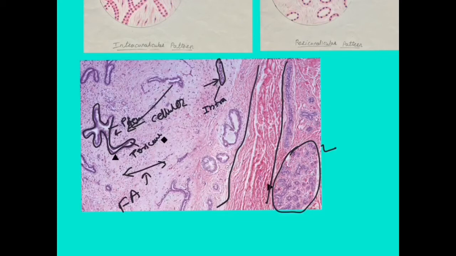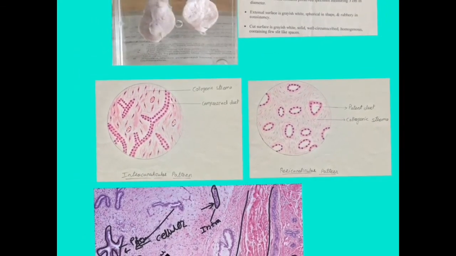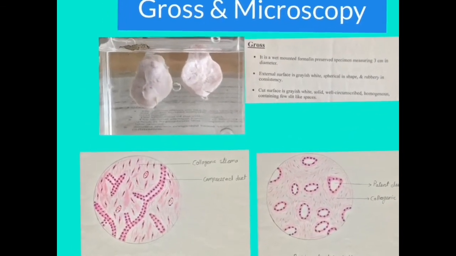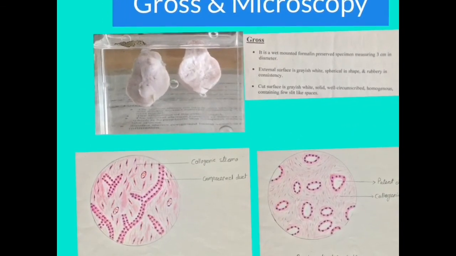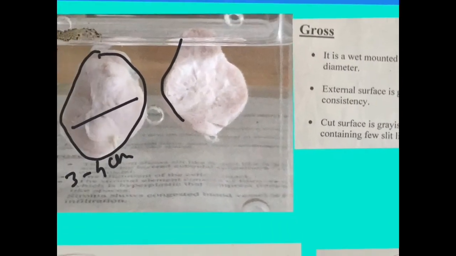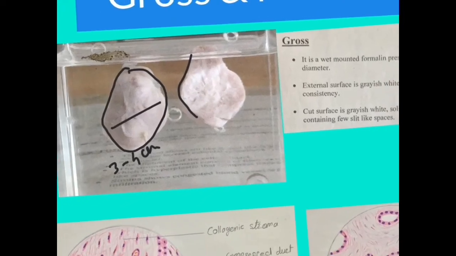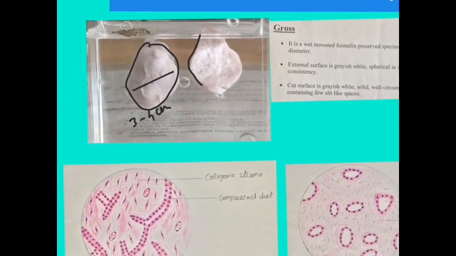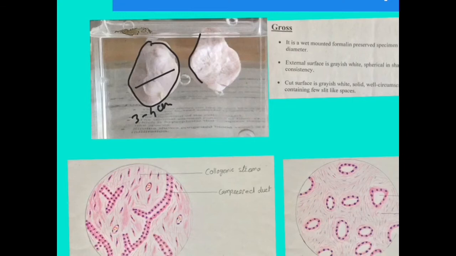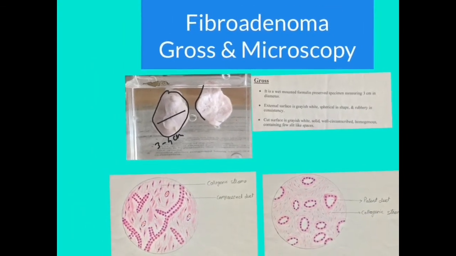As the stroma is increased and the ducts become slit-like, on the gross also you can see here this is an encapsulated tumor measuring around 3 to 4 centimeter, and on the cut section it shows the slit-like appearance. So this is a whitish, slit-like, encapsulated tumor, a formalin fixed and wet mount preserved specimen of the breast, and so it is the fibroadenoma.